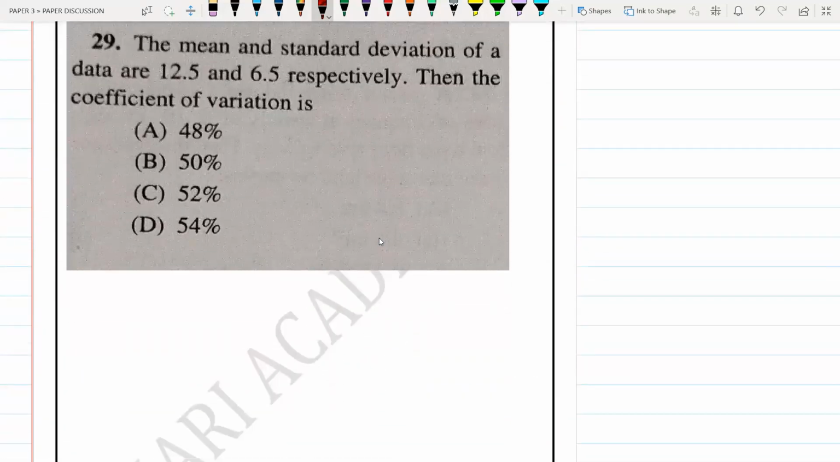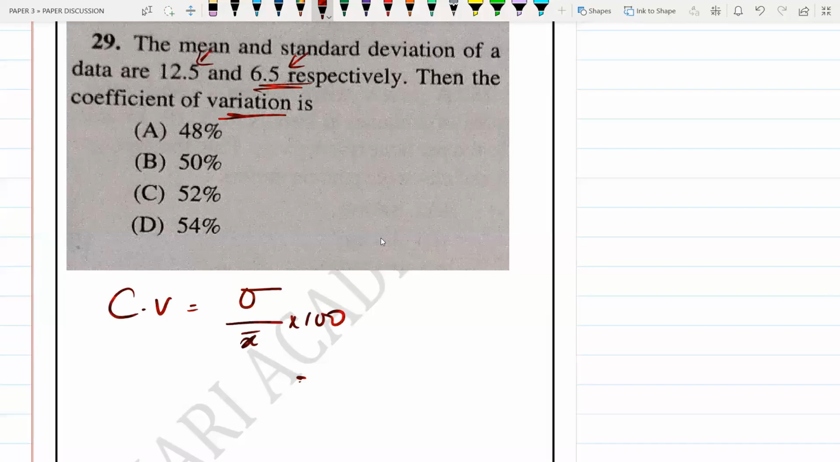29. The mean and the standard deviation of a data are 12.5 and 6.5 respectively. Mean is 12.5, standard deviation is 6.5. Then what is the coefficient of variation? Coefficient of variation is equal to standard deviation divided by x bar into 100. So what is my standard deviation? 6.5 divided by 12.5 into 100.